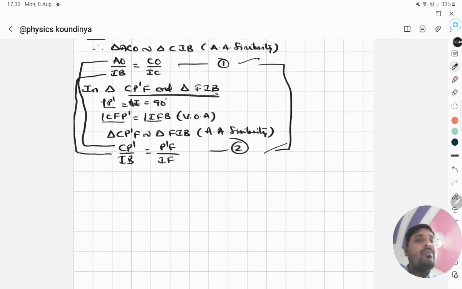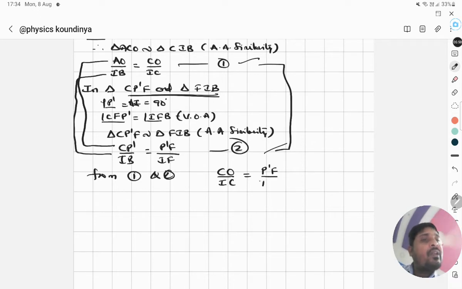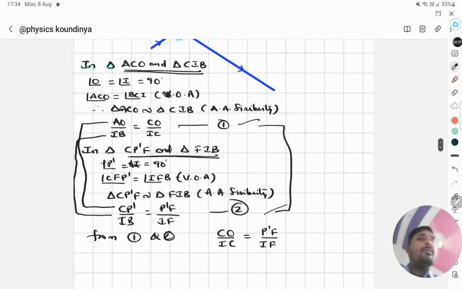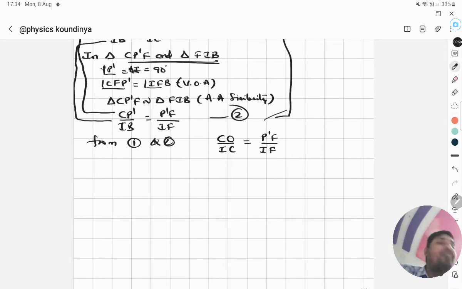So what I can write now? From 1 and 2, I can write CO over IC equals P dash F over IF. I already told you that wherever P dash is there, we can write P. Instead of P dash, we can write P, because distances are always measured from the pole. CO by IC equals P dash F can be written as PF over IF.